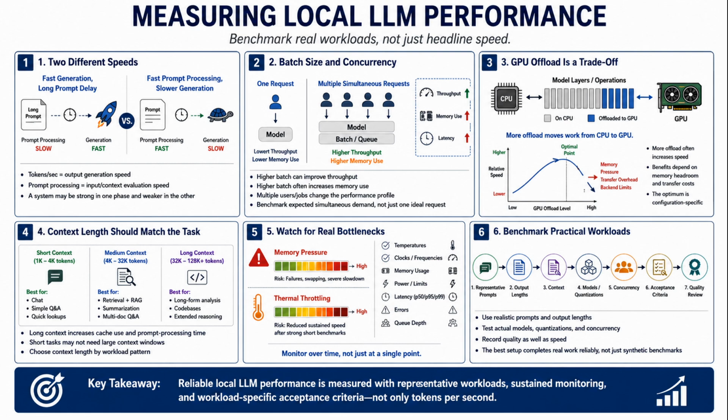Memory pressure can cause allocation failures, swapping, severe slowdown, or service instability. Thermal throttling can reduce sustained speed after an impressive short benchmark. Monitor temperatures, clocks, memory, power, latency, errors, and queue depth over time. Benchmark practical workloads with representative prompts, output lengths, context, models, quantizations, concurrency, and acceptance criteria. Record quality as well as speed. The best setup completes real work reliably. It does not merely win a synthetic tokens per second comparison.